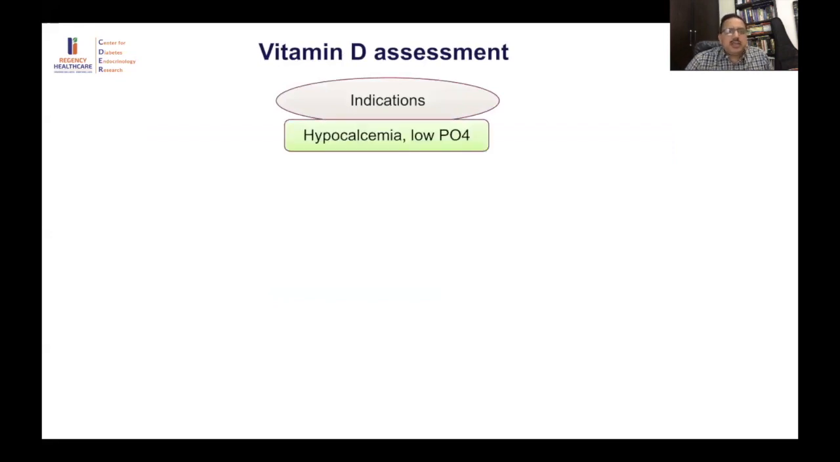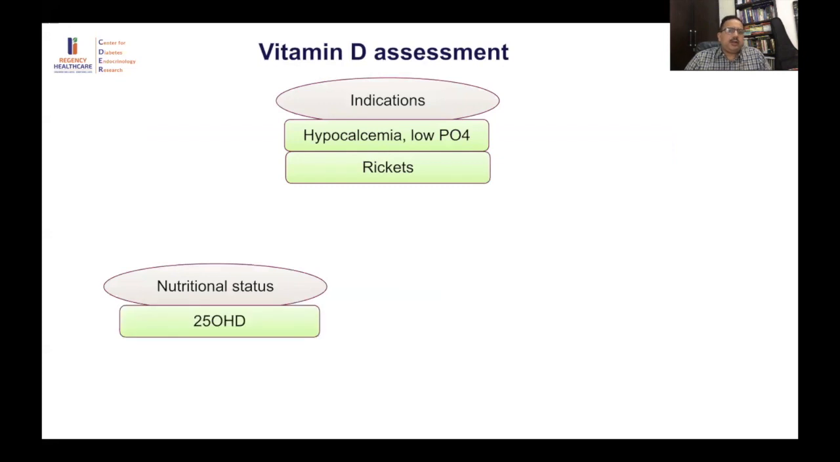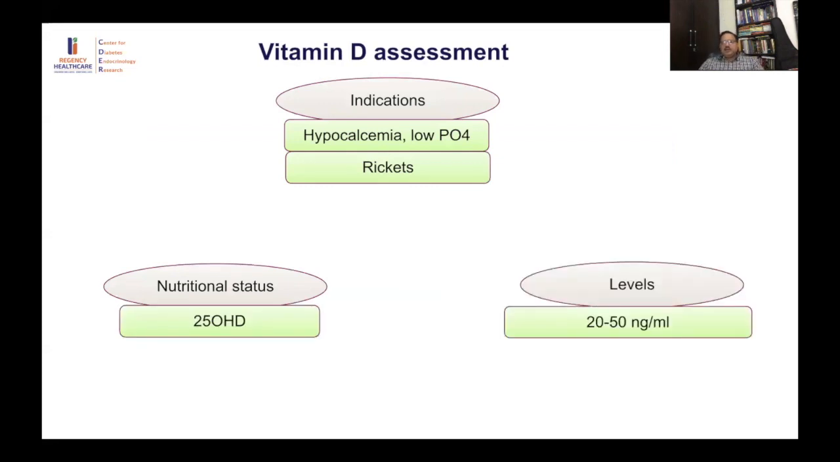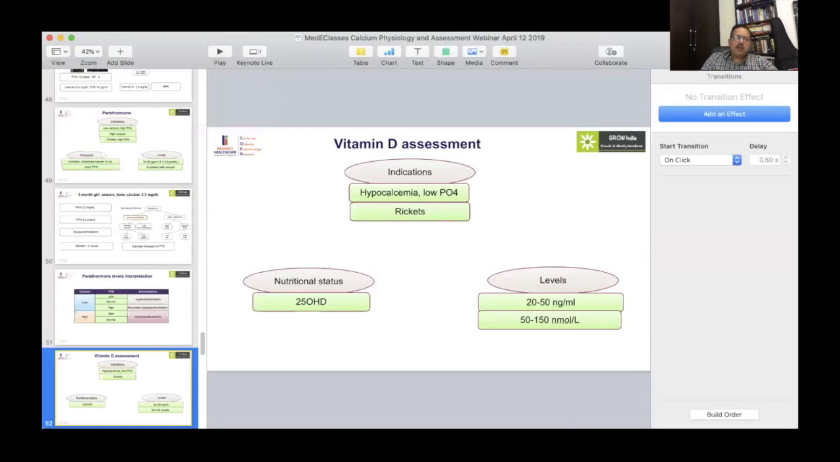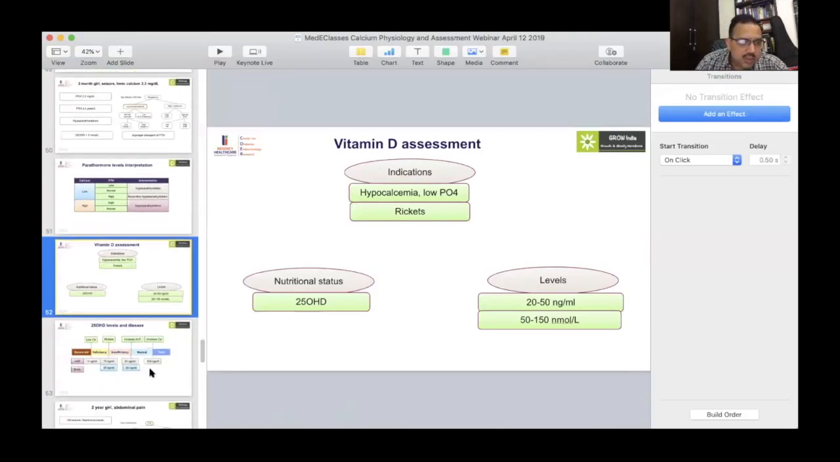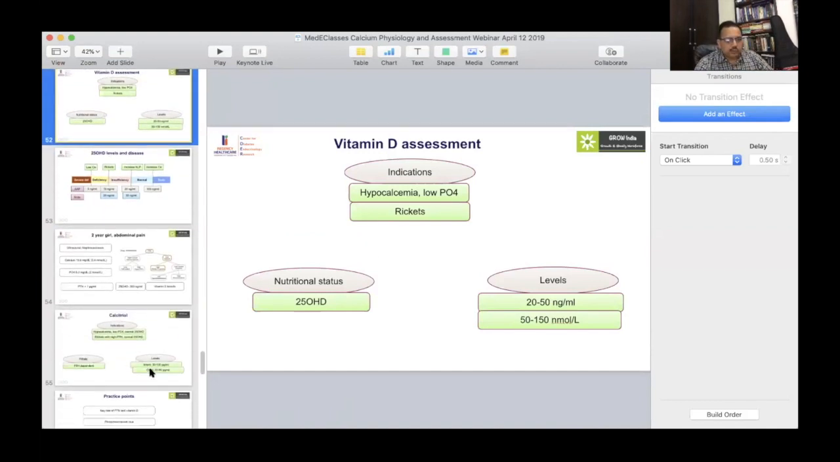What about vitamin D? Vitamin D levels should be assessed in the setting of hypocalcemia and low phosphorus levels. In rickets, for nutritional status, the best marker is 25-hydroxyvitamin D, and levels should be 20 to 50 nanograms per ml. In this setting, there is no role of assessing calcitriol, because that can cause more confusion.